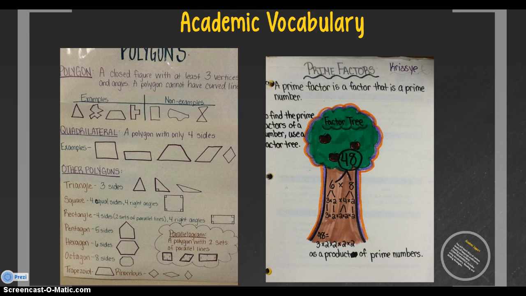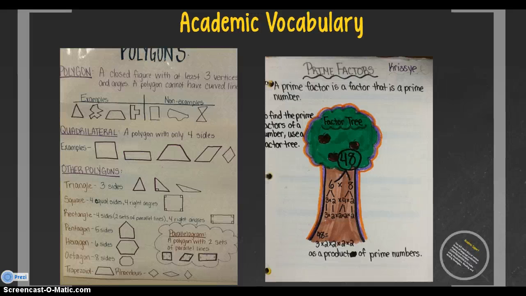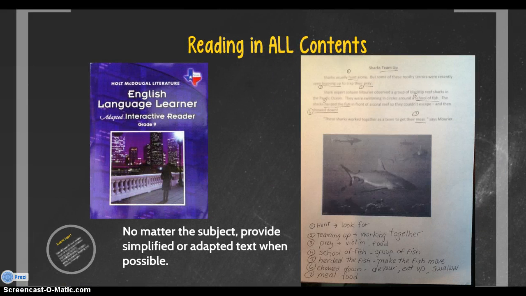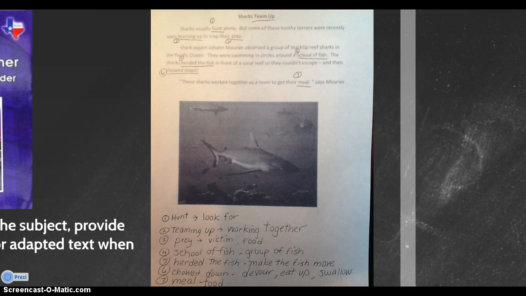Do provide visual aids with key academic vocabulary and concrete examples to assist students to talk, read, and write about the content. The second area of academic support is developing reading skills in all contents. No matter the subject, provide simplified or adapted text when possible. Identify vocabulary words that you think might be difficult for the student to understand and provide an ELL-friendly definition for each, such as in this example.